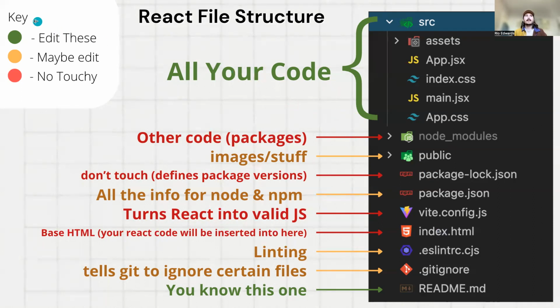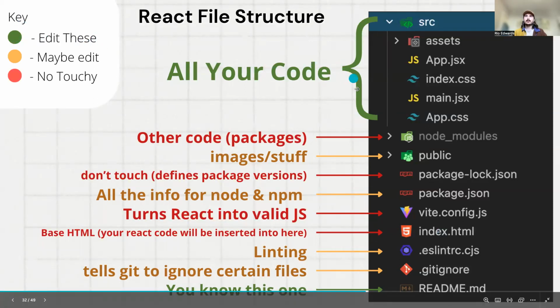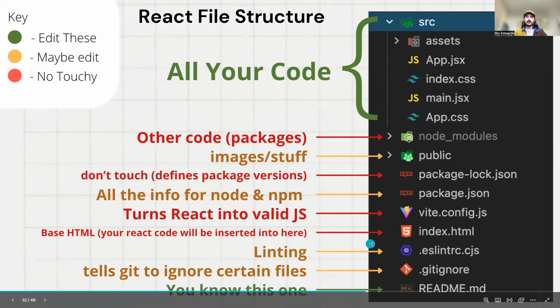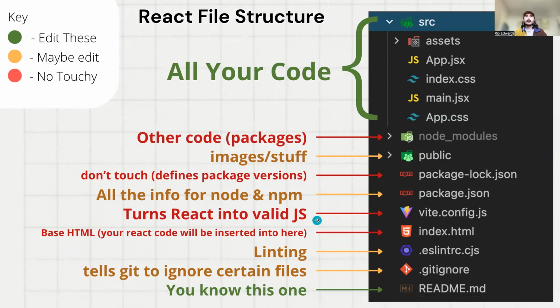So I have this key here. Things in green mean these are things you should be concerned about and be writing code in, editing the green parts. Red means you don't need to touch now, and you probably never need to touch. They're just files that are used internally that you don't actually have to worry about at all. And then yellow means eventually you'll be doing stuff with these files, but for right now, you don't really need to understand them or look at them or anything.